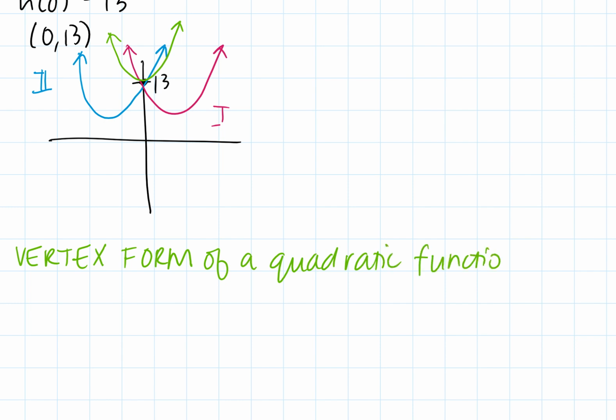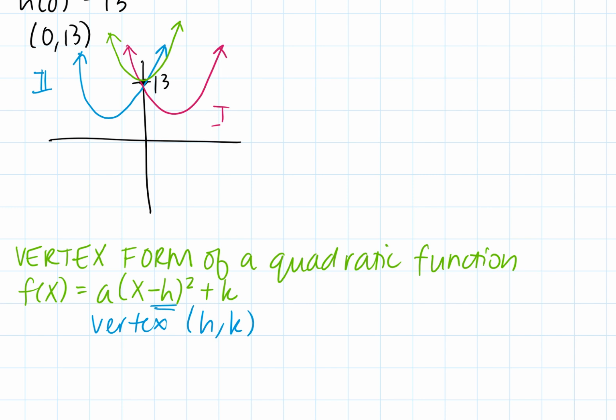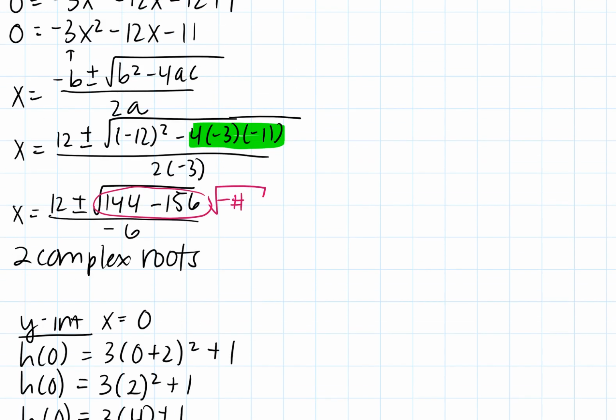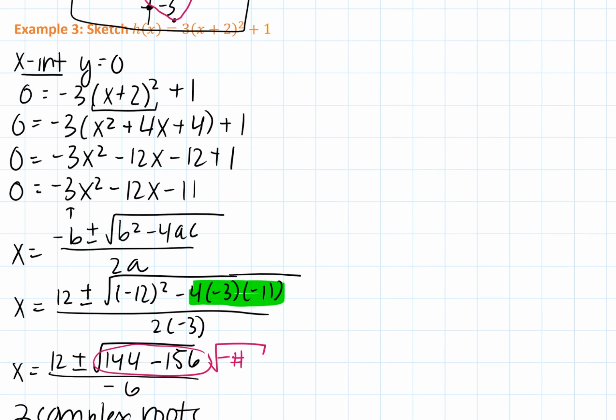And vertex form is this: f of x equals a times the quantity x minus h squared plus k. We'll have a vertex at the point (h, k). Notice it's the opposite x value and the same y value that you see in the function. Let's take a look back at our original function for example 3.